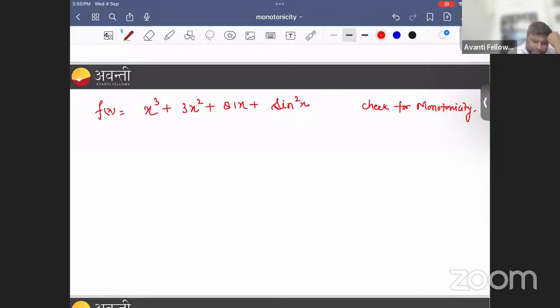Now see how do I do it? Anybody who would like to try? Take a minute. Try it quickly. Tell me if it is always increasing, always decreasing, or sometimes increasing, sometimes decreasing. Yes, anybody?